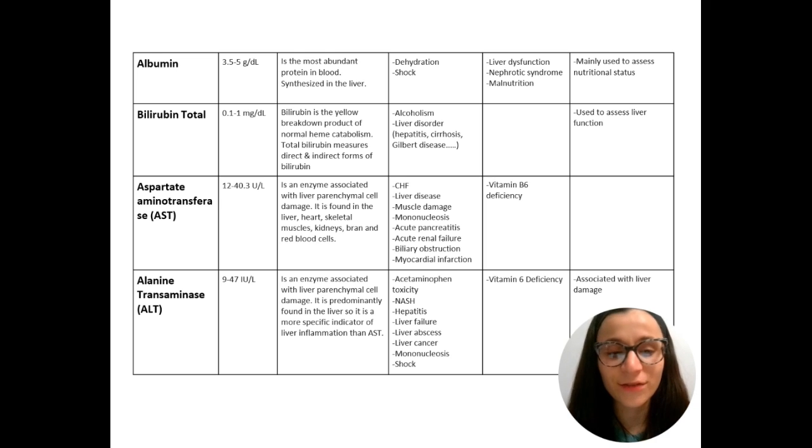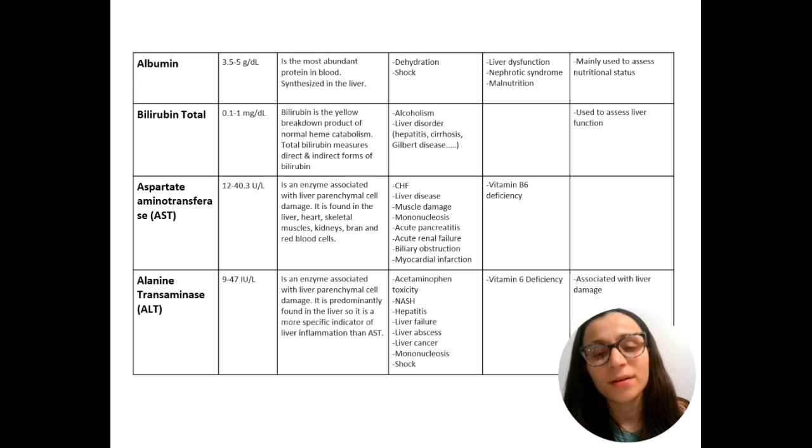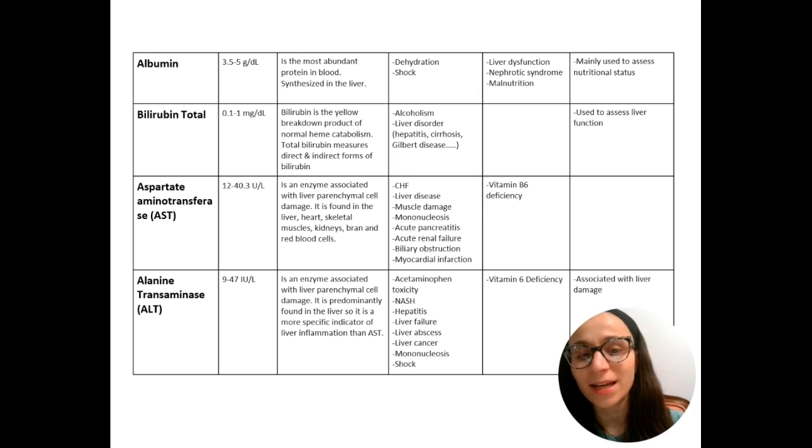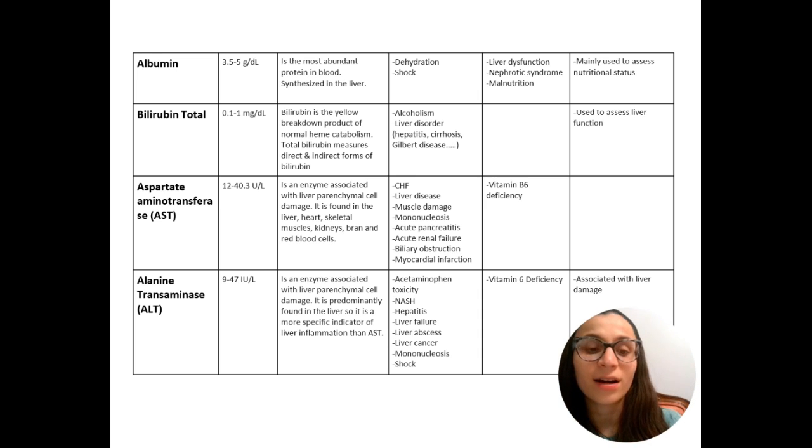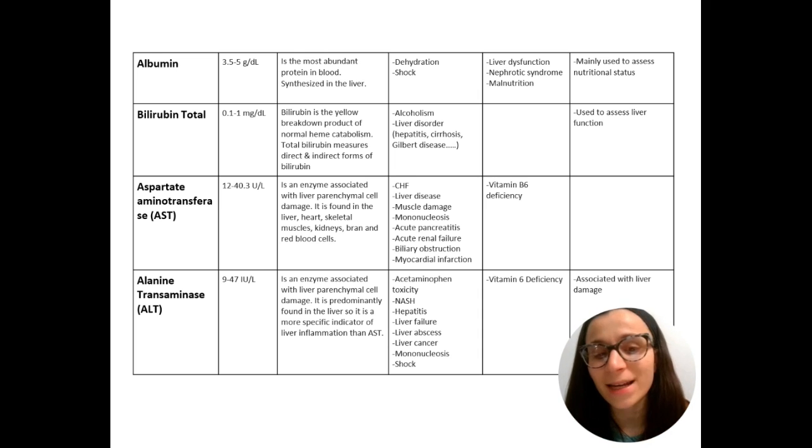Because it's found in all those places, its elevation could indicate a liver disease, but it could also indicate damage to any of those tissues. In skeletal muscle, it could indicate muscle damage. In the heart, it could indicate an MI. In the brain, etc. So it could indicate a whole wide variety of things.